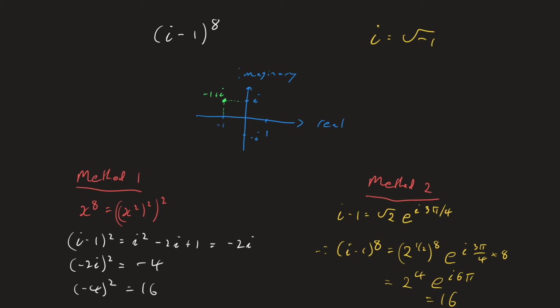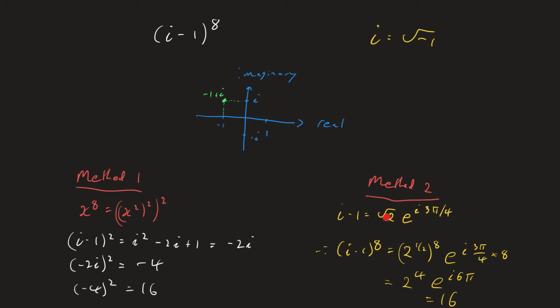Therefore, the point i − 1 is the same as the square root of 2 times e to the i 3 pi on 4. If you wish, you can verify this by using e to the i theta equals cos theta plus i sine theta. If you compute the cos of 3 pi on 4 and the sine of 3 pi on 4 and put those in here, you'll recover i − 1. Once in polar form, so to speak, raising a number to a power is straightforward.